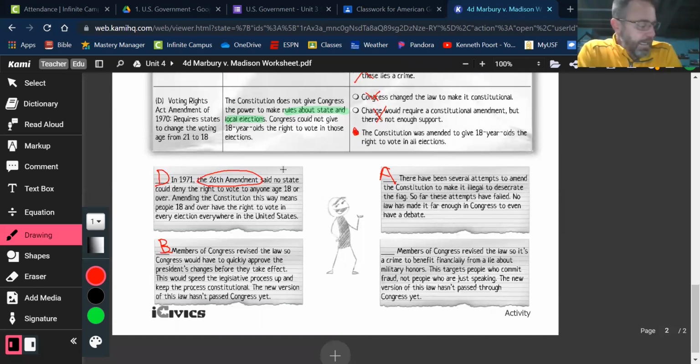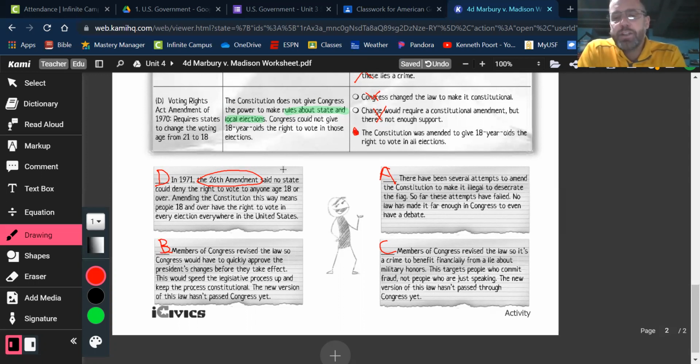Okay. And the last one, this will be C. Members of Congress revise the law so it's a crime to benefit financially. So they tried making a law where you could be punished just for lying about military service and winning awards. But the Supreme Court said, no, that's people's freedom of speech. If you want to go out and say that, whatever, right? Even if the Supreme Court said, it's not right, you shouldn't lie about that stuff.